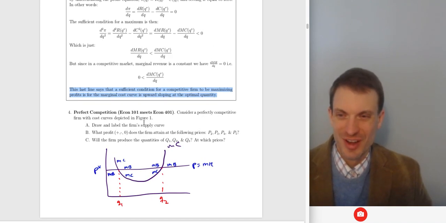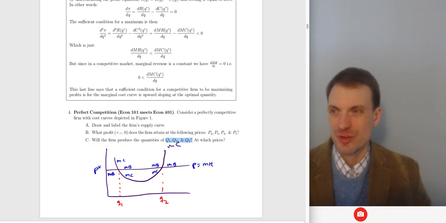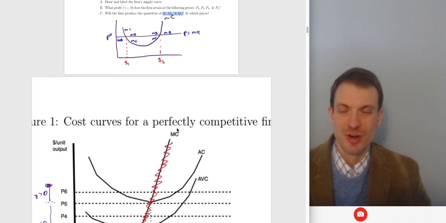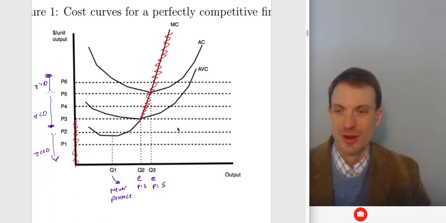All right. Draw and label the firm supply curve. What profit does a firm attain at these prices? And will they produce the quantities Q1, Q2, and Q3 at which prices? Okay. Well, the firm supply curve is just the marginal cost curve above average variable cost, right? Indeed, this is a supply curve. What do supply curves do? They relate price and quantity, right? Quantity supplied. So you give me a price, I give you the quantity.